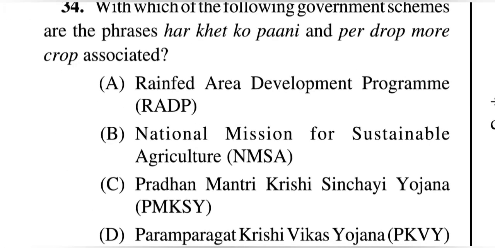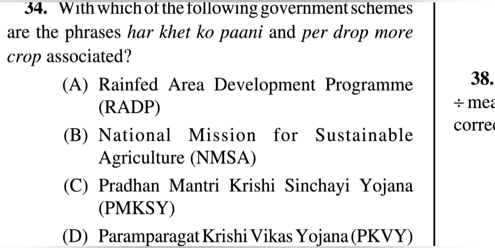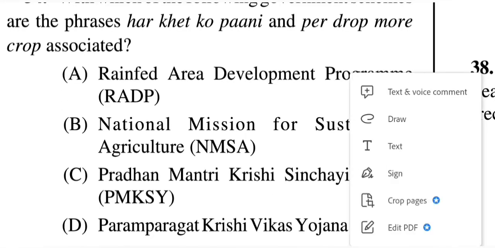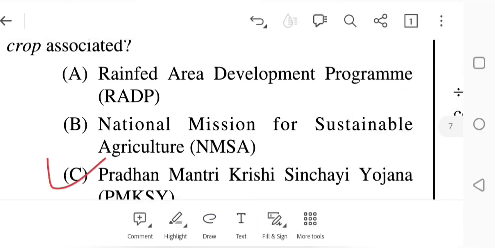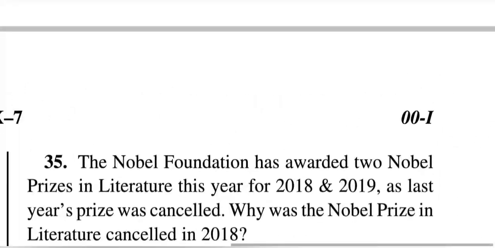We have to find out the correct answer. 34 correct answer will be C. That means Pradhan Mantri Krishi Sinchai Yojana PMKSY. This is the government scheme that has the phrase "har khet ko pani" and "per drop more crop." Okay, number C, Pradhan Mantri Krishi Sinchai Yojana. Remember it. Next, number 35.